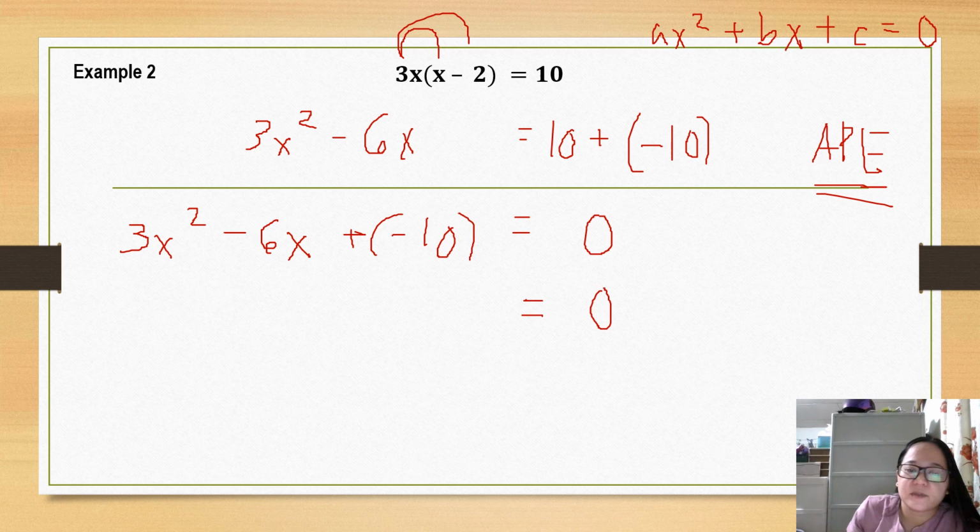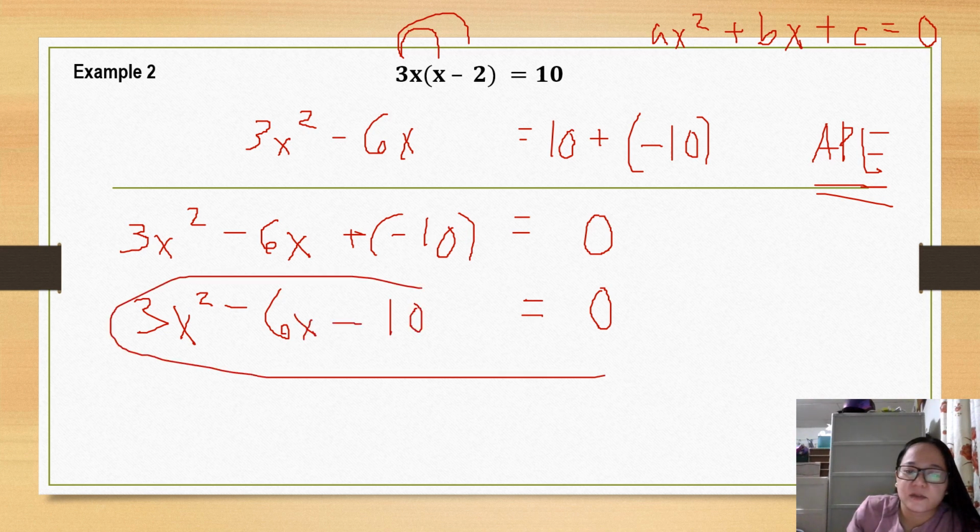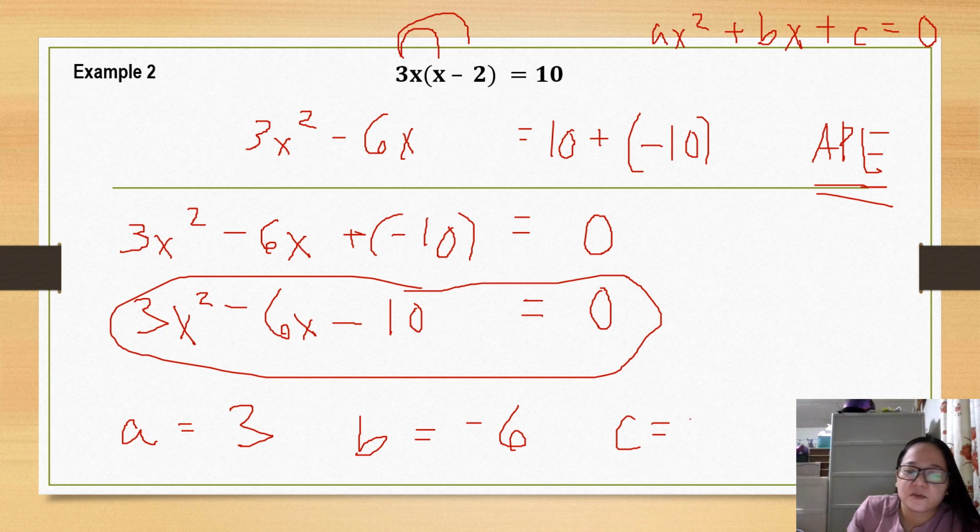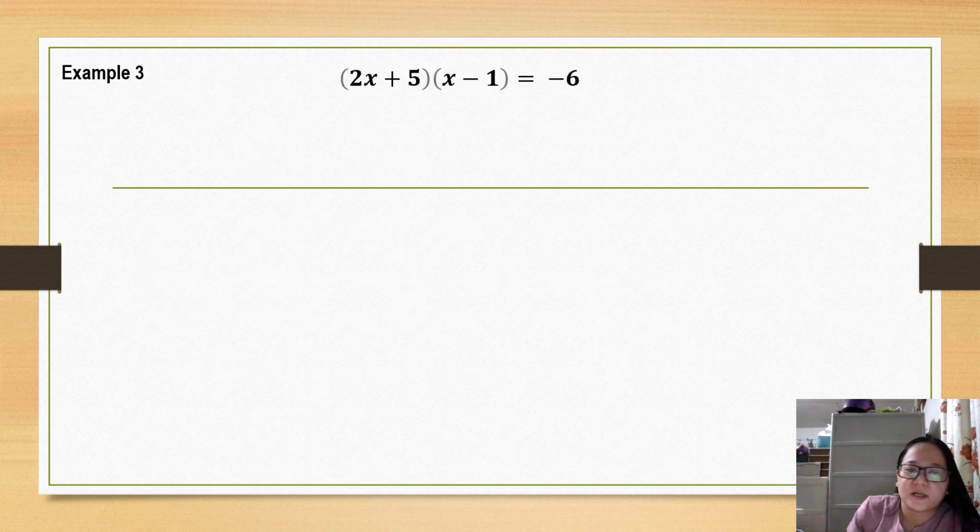Okay, now it becomes 3x squared minus 6x minus 10. Our equation is now expressed in standard form. So we can now identify the values of a, b, and c. A is equal to 3, b is equal to negative 6, and c is equal to negative 10. Let's have another one.